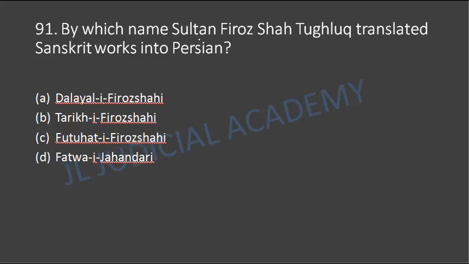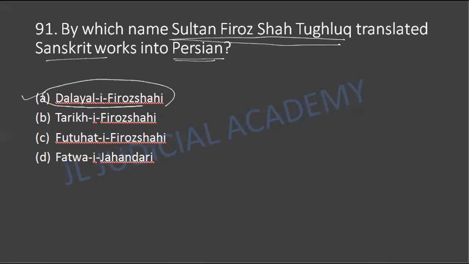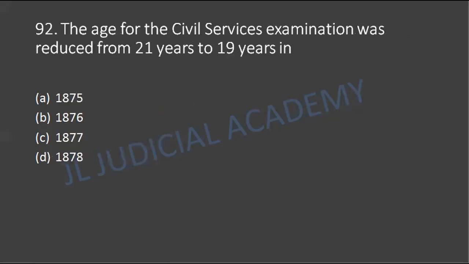Next, by which name did Sultan Firoz Shah Tughlaq translate Sanskrit works into Persian? The answer is A, Dayale Firoz Shahi. Next, the age of civil service exams was reduced from 21 years to 19 years in 1876.